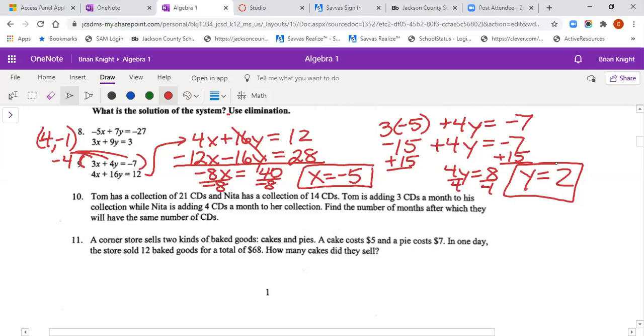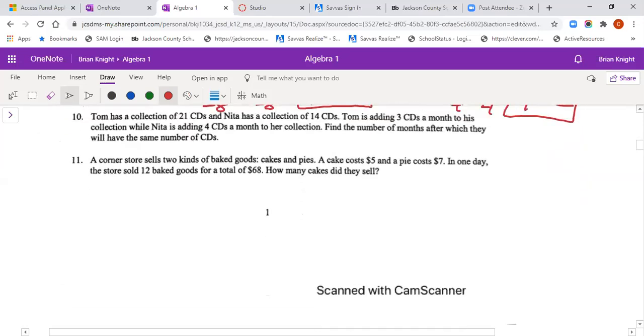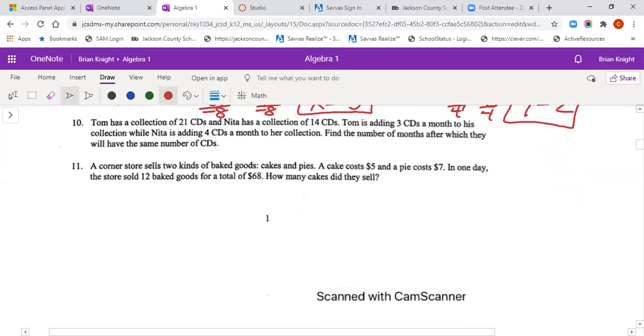So 10, I need room to do 10. All right, I'm going to write 10 down here below 11 because that's the only place I got room for, okay? So it says Tom has a collection of 21 CDs and Nita has a collection of 14 CDs. Tom is adding 3 CDs a month to his collection while Nita is adding 4 CDs a month to her collection. Find the number of months after which they will have the same number of CDs.